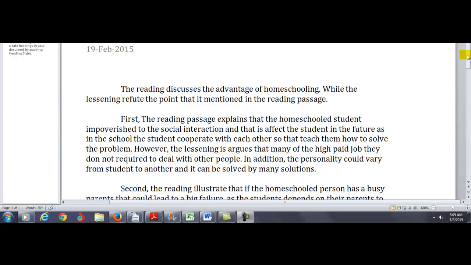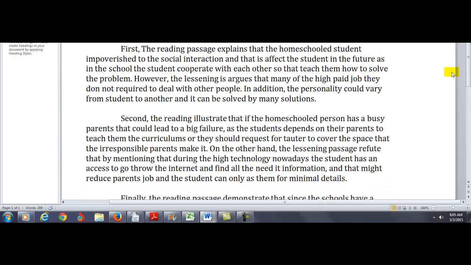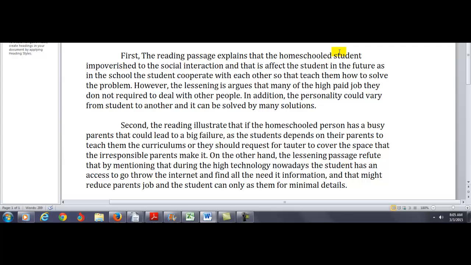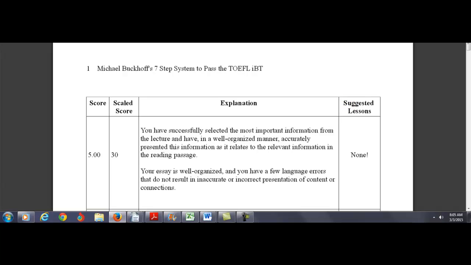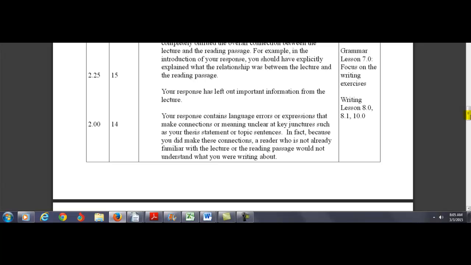I just read your essay here, and I'm going to give you a score right now so you can see where you are. Okay, your essay will score in the 2 range. In this case, I think you sometimes have a misunderstanding of either the reading passage or the lecture. You also have language errors or expressions that make connections and meaning unclear at key junctures. So you have those 2 problems.